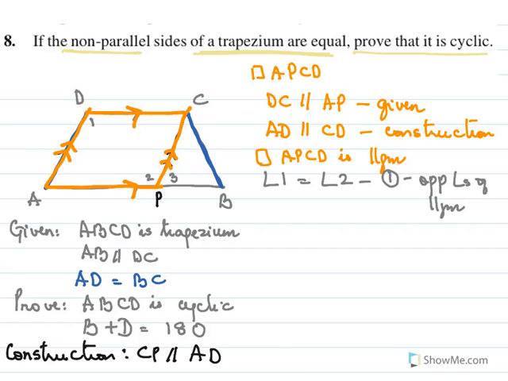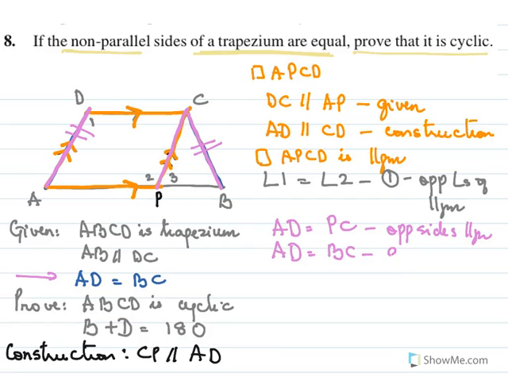And also we can write AD equal to PC. Here AD equal to PC. And the reason is again opposite sides of parallelogram. But in the beginning it is also given to us that AD equal to BC. So we have AD is also equal to BC was given to us in the beginning. So we write that AD equal to BC is given. So when we compare we can say PC equal to BC.